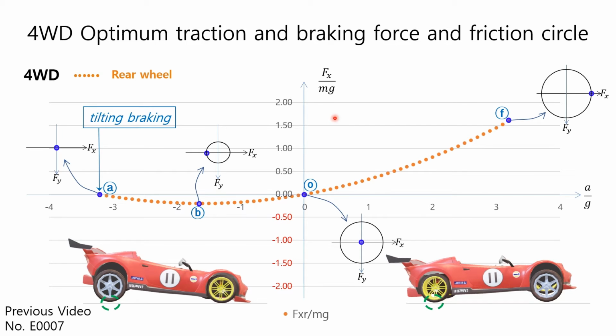On the other hand, when braking, the weight on the rear wheel decreases. That means the normal load decreases, so braking force beyond point B is impossible, so point B becomes the maximum braking state and the radius of the friction circle becomes smaller than at point O because the weight is reduced. If braking continues here, the friction circle gradually decreases, and when it reaches point A, the friction force disappears and becomes a friction point because it reaches the tilting braking where the rear wheel comes off the road surface.